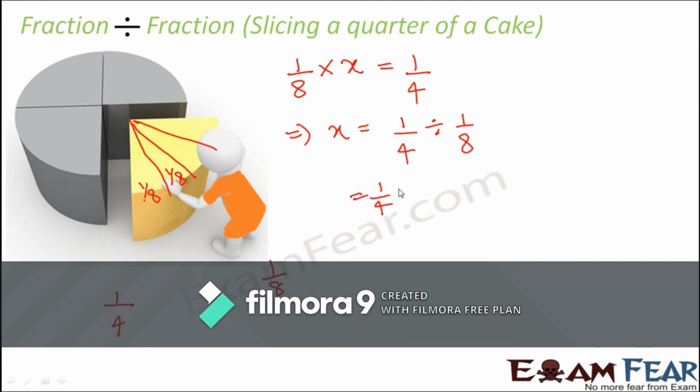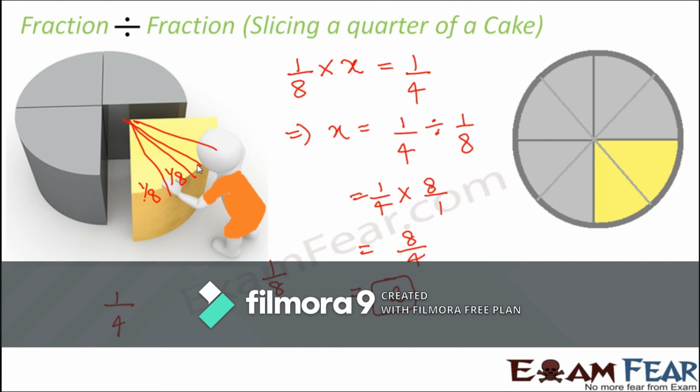So how do we divide? 1/4 multiplied by 8/1. So this is 8/4. And what is 8/4? It is 2. That means this portion should be cut into 2 slices. So this can be visualized like this. This is your entire cake, right? You are only allowed to cut this much part. So when you cut this part into 2 slices, then each slice becomes 1/8 of the entire cake. Each slice is one part of 8 equal parts of the cake, right? So you have to cut this 1/4 of the cake only into 2 equal slices.